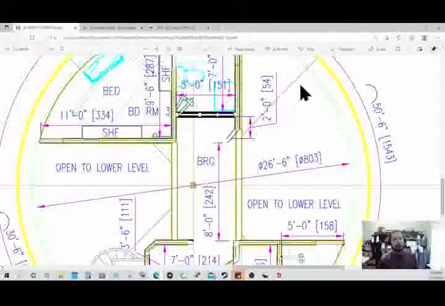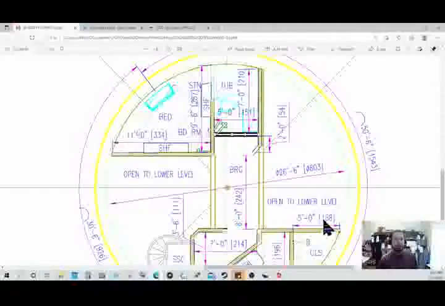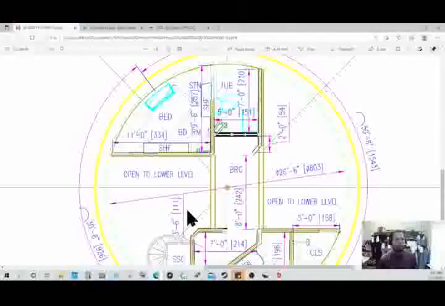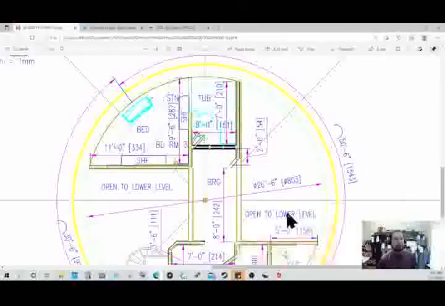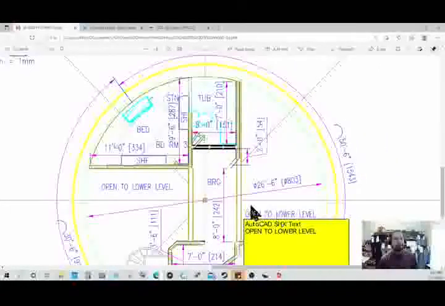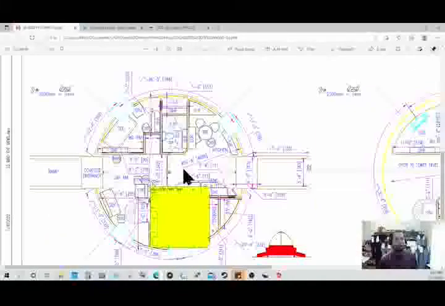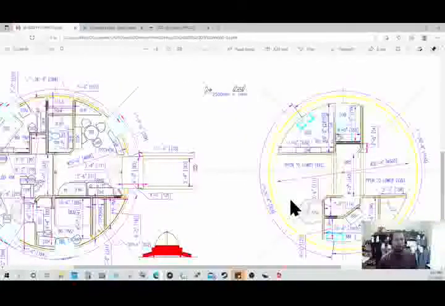This is an open area to the lower level. There is no floor area here on the second deck. Same here on this side, open down to the first level. It's open to the first level on both sides. So you can stand here and look down at the kitchen area, as seen here on this plan, and you can stand there and look down this side into the living area.